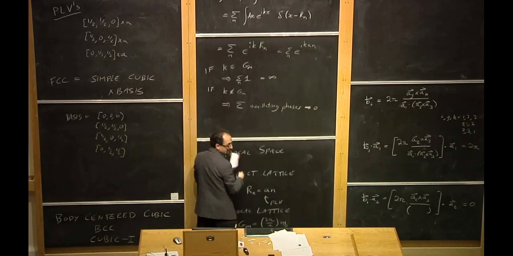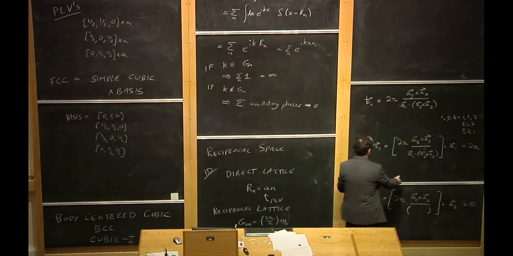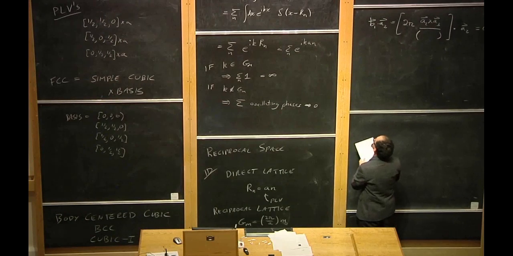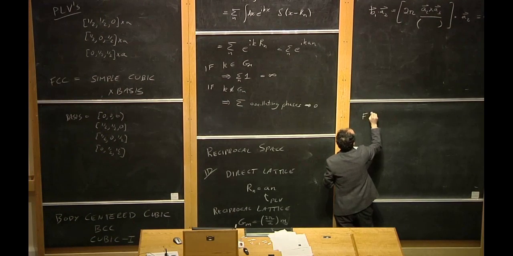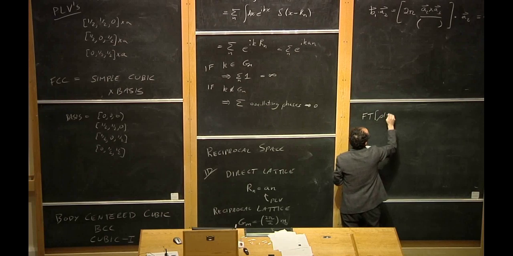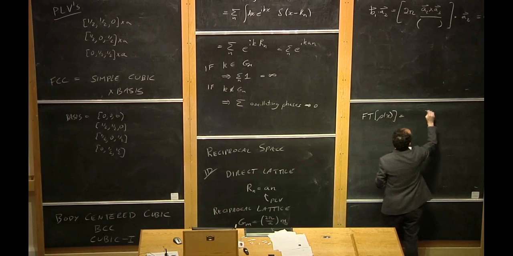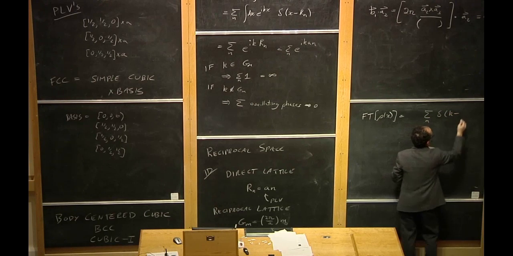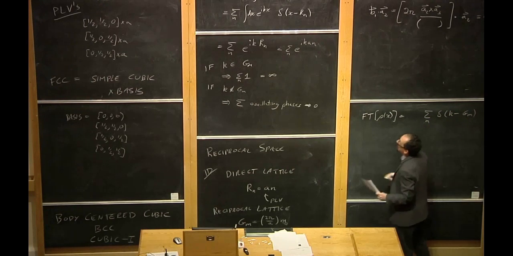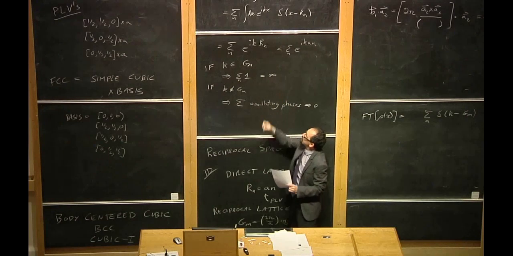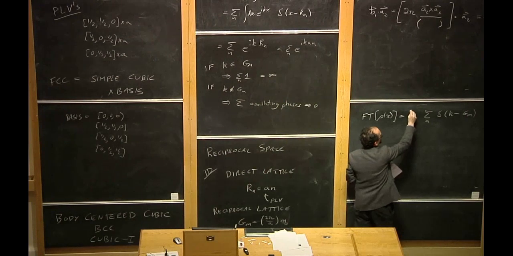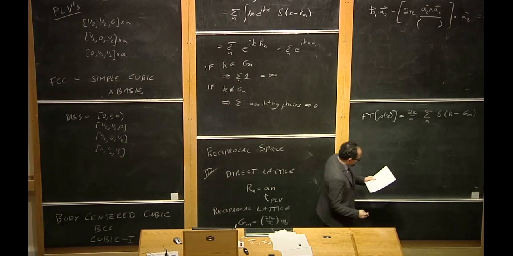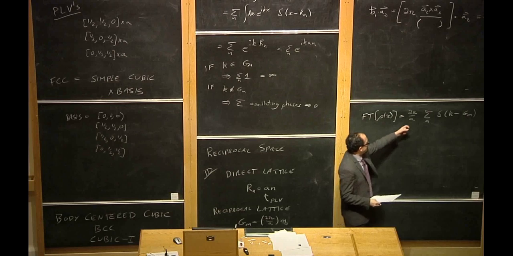So at the end of the day, maybe I'll move over to here. What we have is that the Fourier transform of this delta function comb is a sum over all possible reciprocal lattice vectors, delta of k minus Gm, an infinitely big peak at the position of each reciprocal lattice vector. And if you do it carefully, you get a factor of 2 pi over a out front. a being the lattice vector.